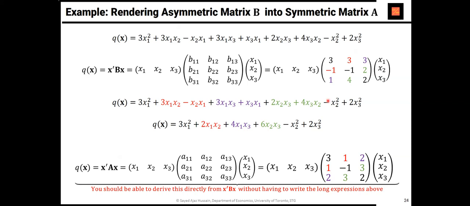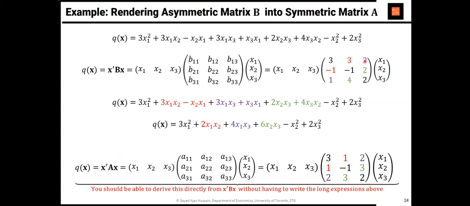But you could have gone from here to here without writing these expressions down. What would you have done? You would have kept the diagonal terms, right? But here you could have gone much faster. 3 plus minus 1 is 2. 2 divided by 2 is 1.